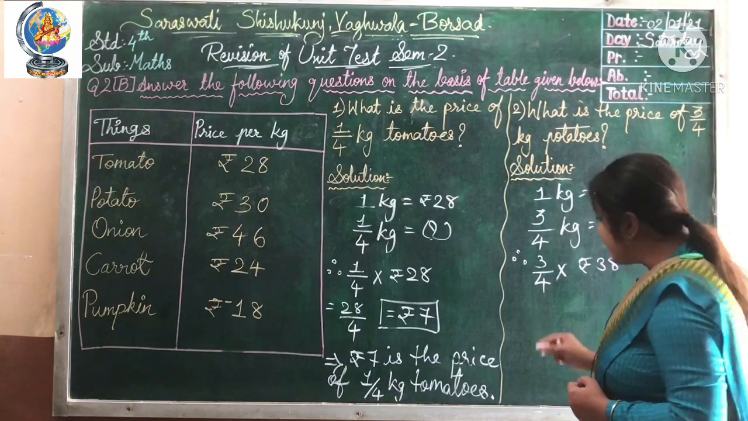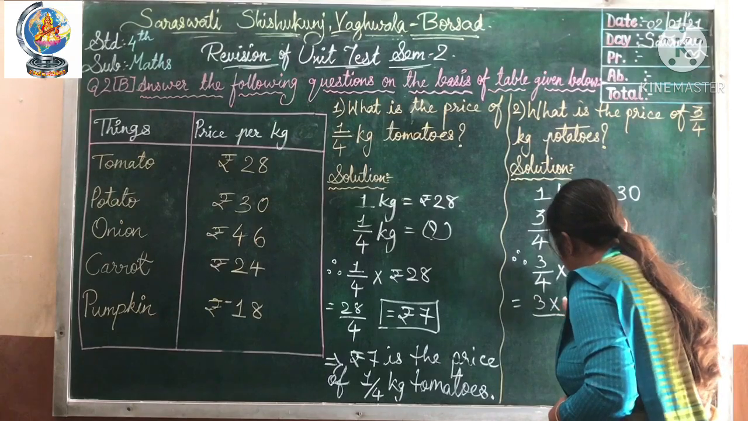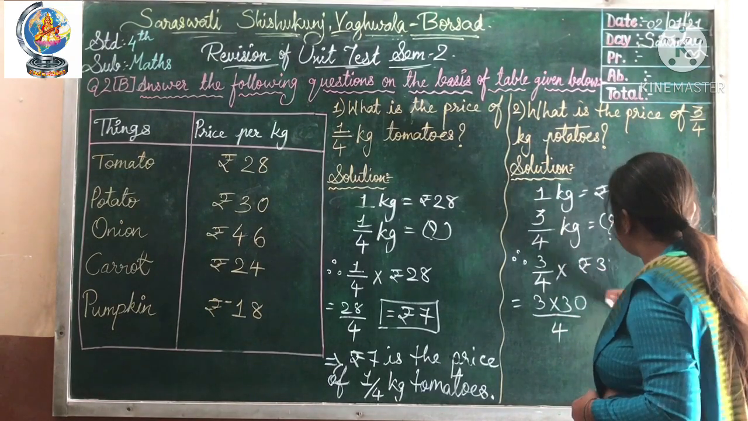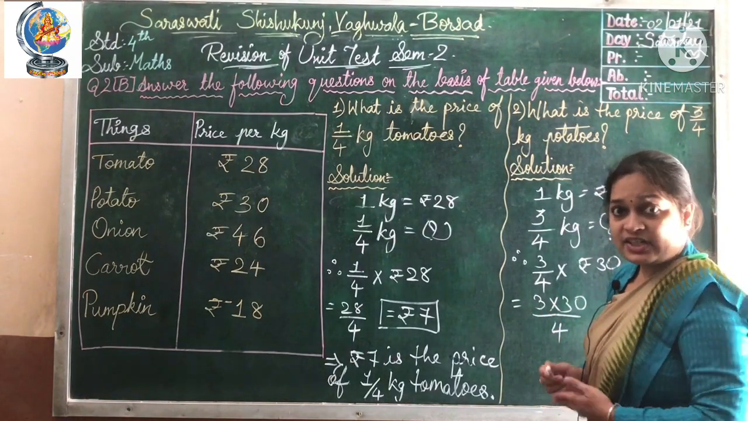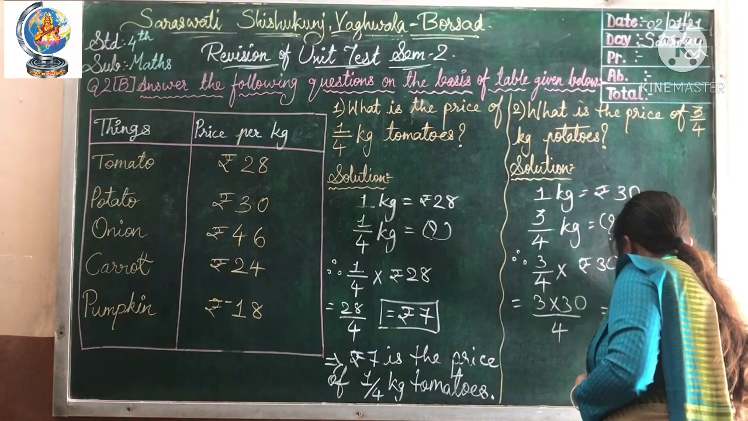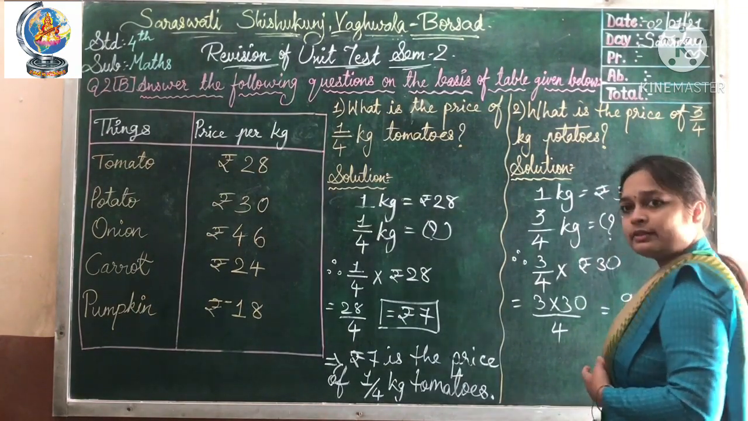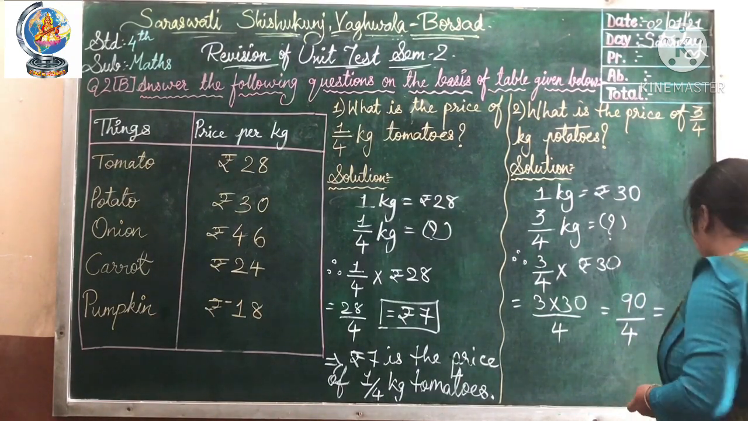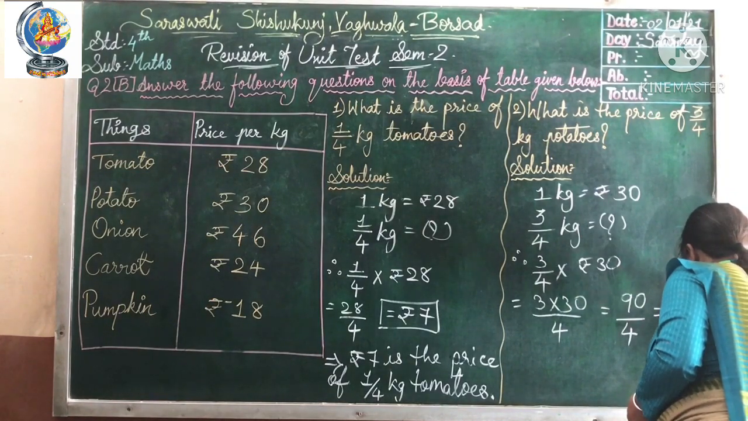Now let's multiply this. It is equal to 3 multiplied by 30 by 4. Here it is 30, right? So 3 threes are 90. Okay, what is here? 90 by 4. At last what answer will we get? So when we divide 90 by 4, we will get the answer rupees 22.5.